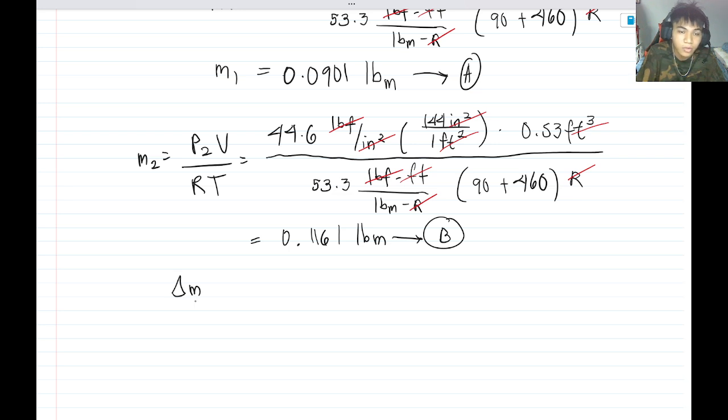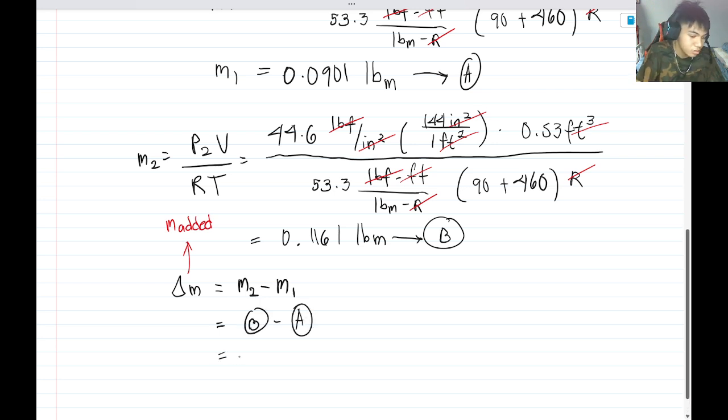So, yung delta M or your M added, this is your M added. Again, you have to analyze. It's the higher one subtracted by the lower. So, it's M2. That's M1. Okay. M2, naka-star kay B. M1, naka-star kay A. Your answer would be 0.026 pounds.